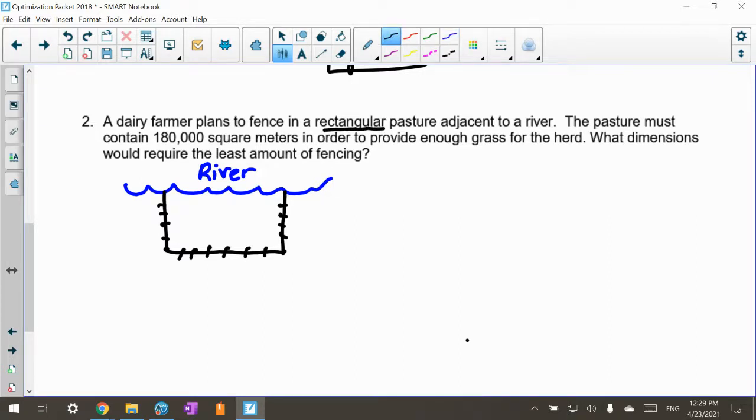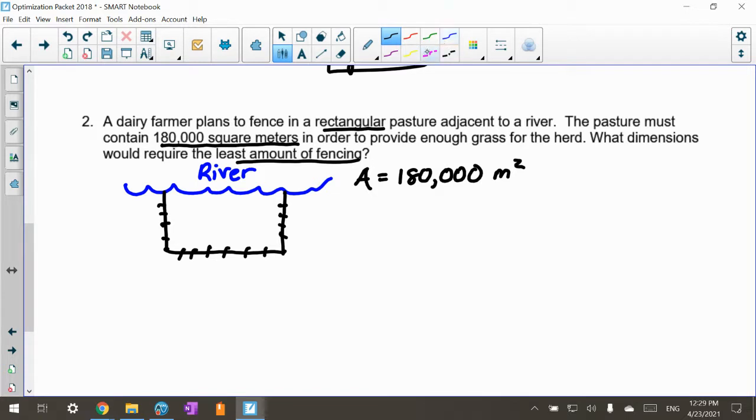The pasture must contain 180,000 square meters. So when they tell us that, that is area. They're telling us the area has to be 180,000 square meters, okay? I always look at the units to make sure. In order to provide enough grass for the herd, what dimensions would require the least amount of fencing? So we're looking for the least amount of fencing.